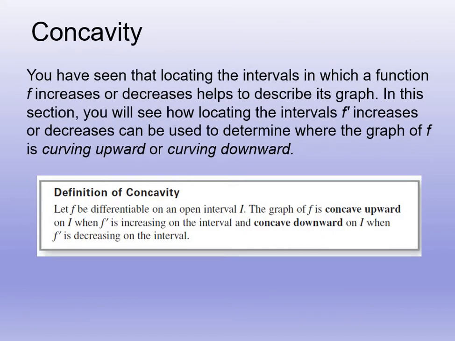All right, so let's talk about concavity real quick. If we look at the definition of concavity, it says let f be differentiable on an open interval I, and the graph of f is concave upward on I when f prime is increasing on the interval and concave downward on I when f prime is decreasing. This will make sense when we start looking at graphs and you're actually able to see the concavity. Sometimes we call it concave and convex. In this particular book, we use concave up, concave down when we apply this.